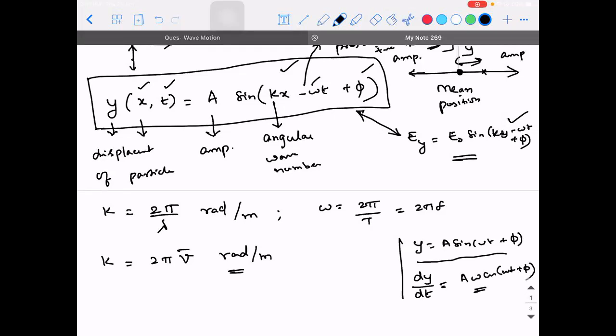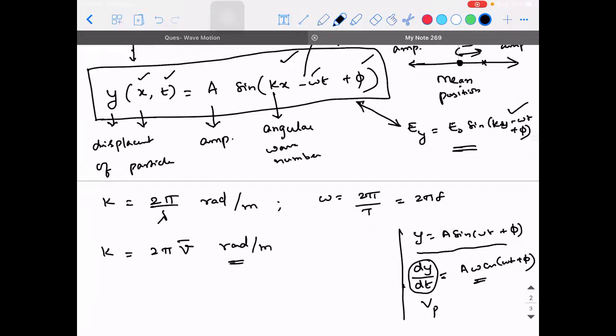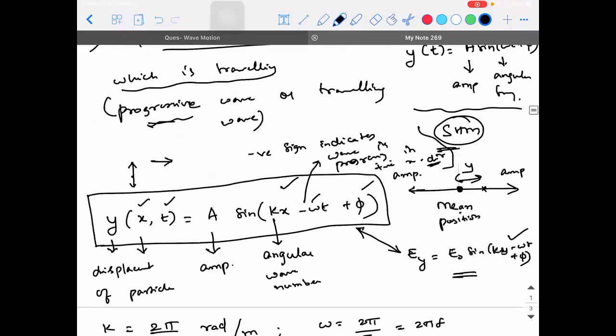Now I have a question. This dy by dt, according to the definition, is velocity. It is the velocity of whom with respect to a simple harmonic motion? Listen to this carefully. It is the velocity of the particle which is oscillating. In a similar context, what I have written is something called a progressive wave. Sometimes we call it a plane progressive wave, or a traveling wave.